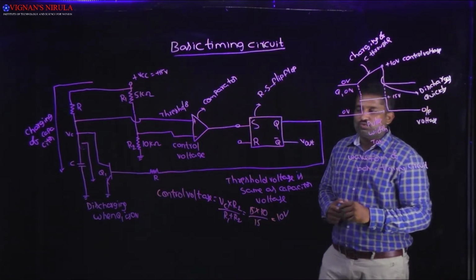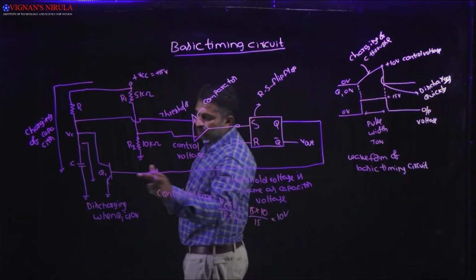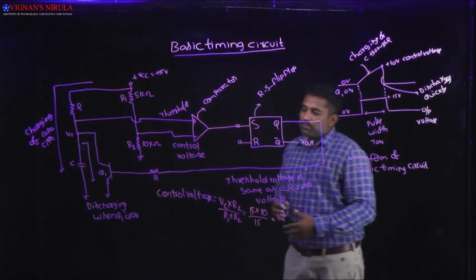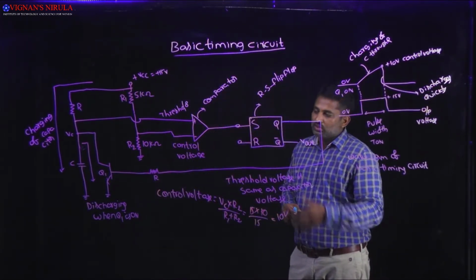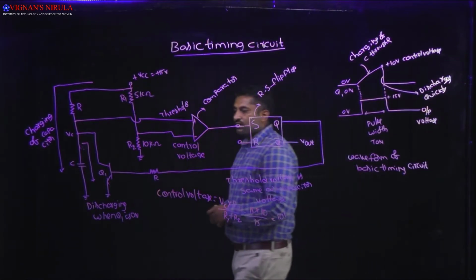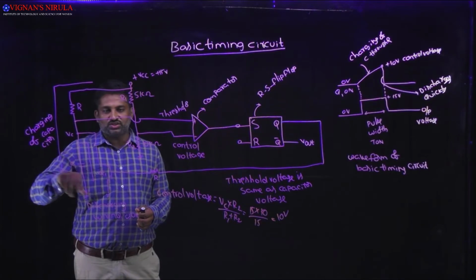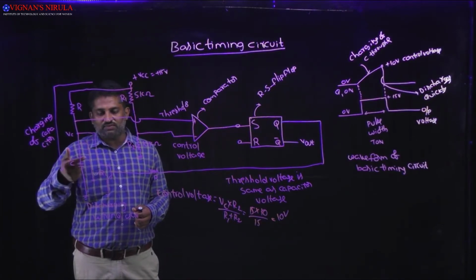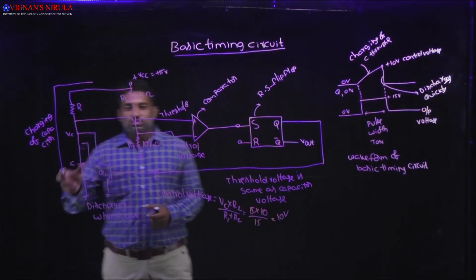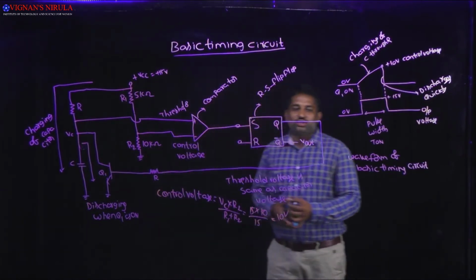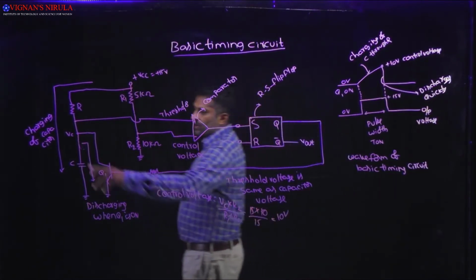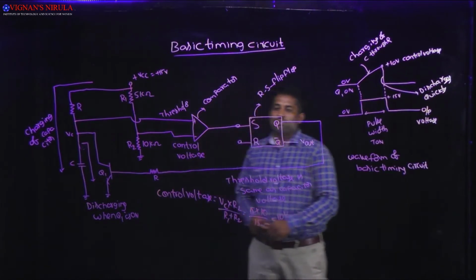Now initially, to understand the operation, we are assuming Q is equal to 1. What happens if Q is equal to 1? When Q is equal to 1, it drives the base of transistor Q1 into saturation. Then the capacitor discharges, and the other end of the capacitor is connected to ground, so the capacitor is shorted. The voltage across the capacitor in this case is 0 volts.